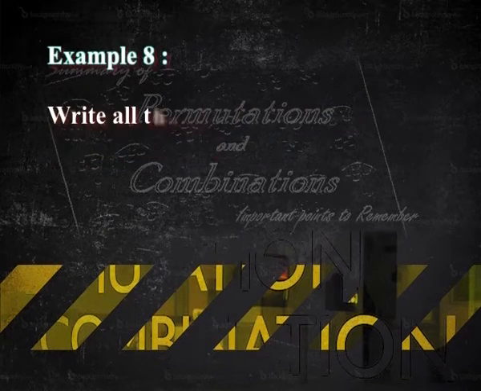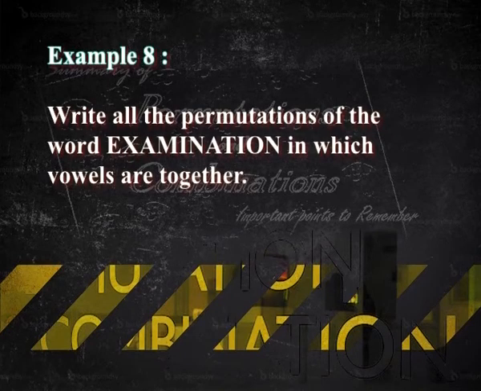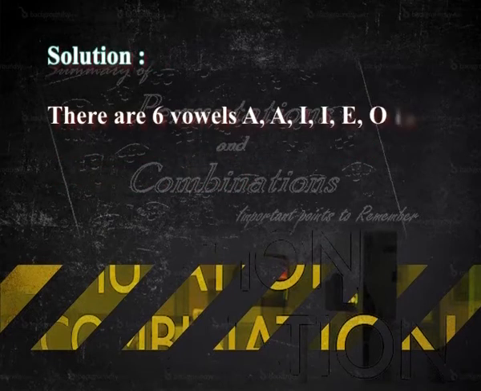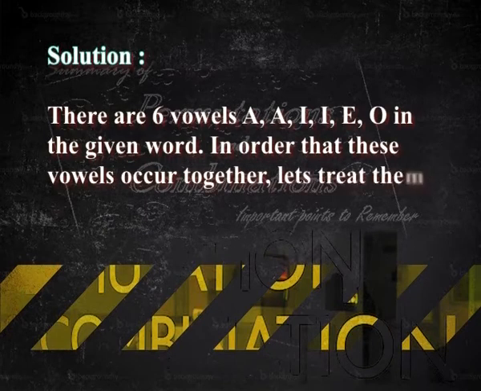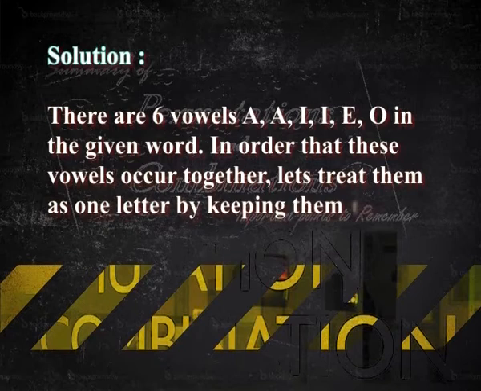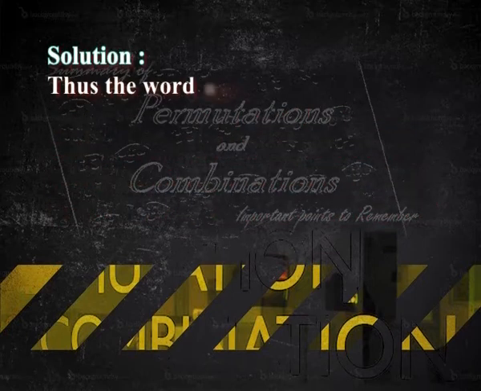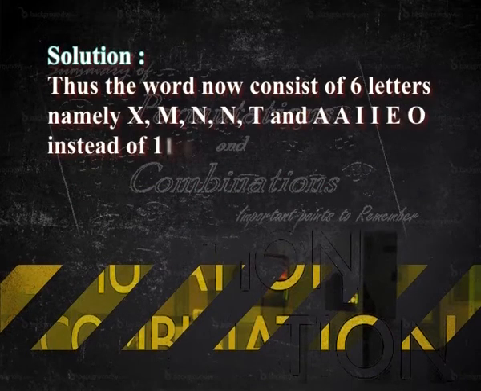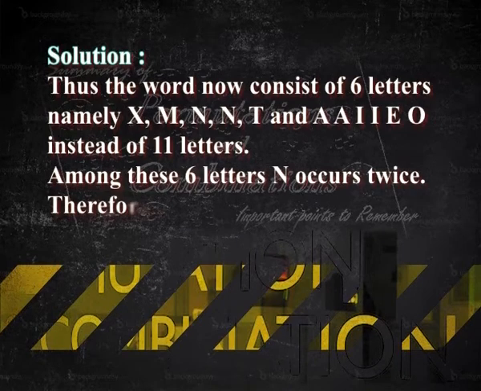Now let's see example number 8 here. Write all the permutations of the word EXAMINATION in which vowels are together. Solution to this is, there are 6 vowels A, I, E and O in the given word. In order that these vowels occur together, let's treat them as one unit. Thus the word now consists of 6 letters, namely X, M, N, T and A, I, E, O instead of 11 letters.